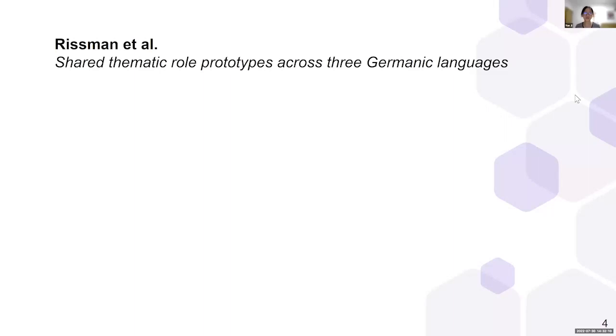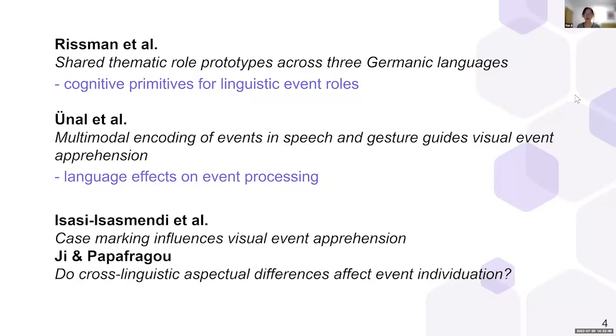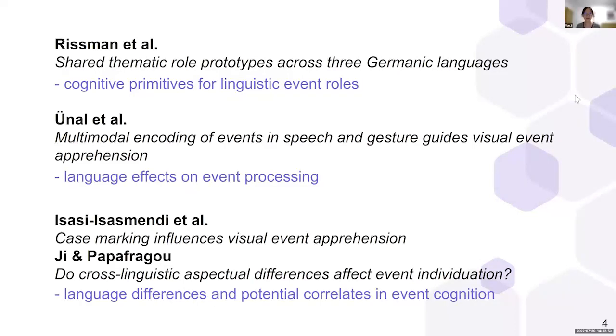So in our symposium, we have 4 talks. The first one is the shared semantic role prototypes across 3 Germanic languages. And this talk is about the cognitive primitives for linguistic event roles. And the second talk is multimodal encoding of events in speech and gesture guides visual event apprehension. So this talk is about language effects on event processing. And then we'll have the talks on case marking influences visual event apprehension, and do cross-linguistic spectral differences affect event individuation. So the 2 talks discuss whether language differences and the potential correlates in event cognition.